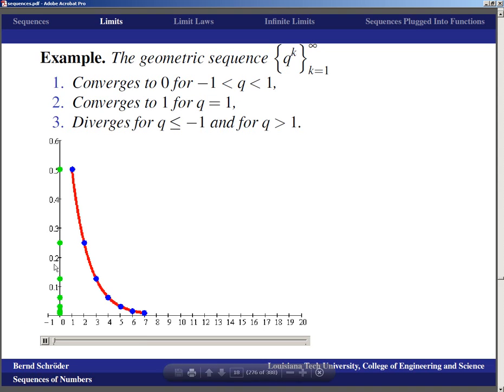For q equals 1/2, we can see that the sequence declines very quickly. In the function picture, we have the interpolating function that just doesn't really flatten out, but it gets so small so fast that we don't see it being visibly different from 0 anymore. In the sequence picture, we see that the output values get really small very quickly.